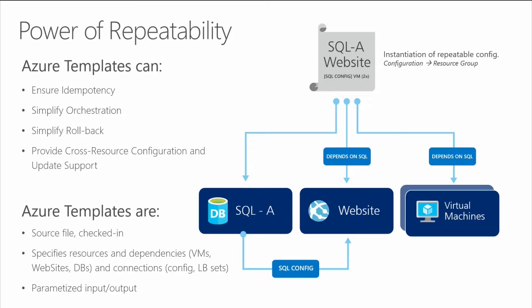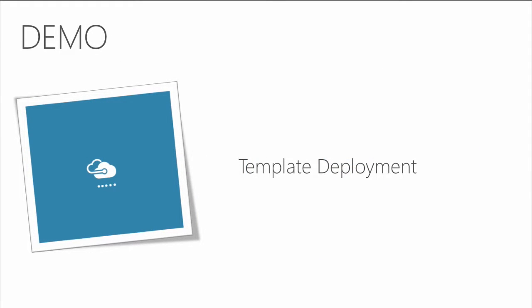You can roll back as you want, but more than anything, it allows you to store your configuration as code. You can check in the template that you've actually deployed into Azure and rerun that as you want in the future by just changing the set of parameters that are input into that template. Now let's go in and look a little bit at one of these templates.